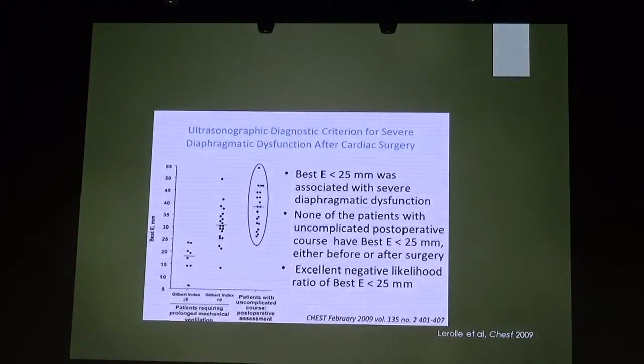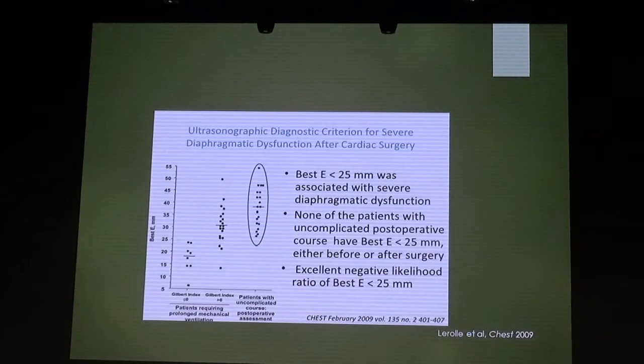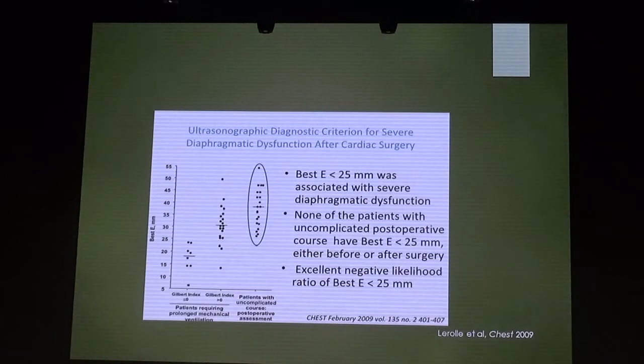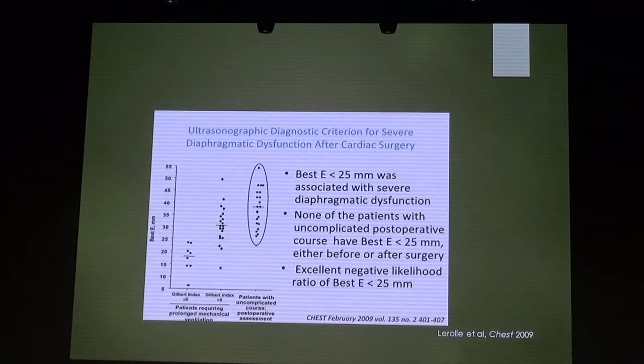This is an example. These are cardiac surgery patients that in a spontaneous breathing test were measured with diaphragm excursion ultrasound, and compared as a reference method with the Gilbert index, that is an index derived from transdiaphragmatic pressure, and they have seen that what they call the best excursion, the maximal excursion the patient could do, less than 25 millimeters, was associated with a severe diaphragmatic dysfunction, that is a Gilbert index lower than 0.